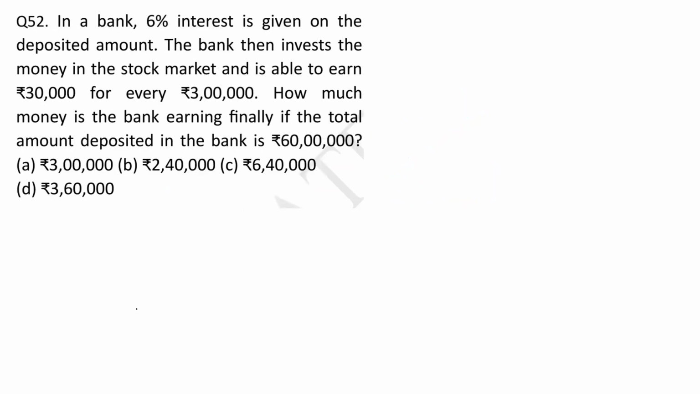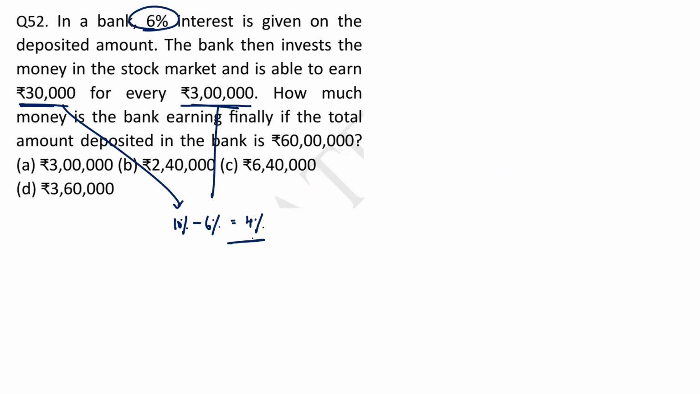Question number 52. In a bank, 6% interest is given on a deposited amount. The bank then invests the money in the stock market and is able to earn 30,000 for every 3 lakh. So here is the key. If you're earning 30,000 for every 3 lakh, the meaning is you're earning 10%. But the bank is only giving 6%. So you're taking 6% and you're earning 10%, which means you're getting 4% profit.